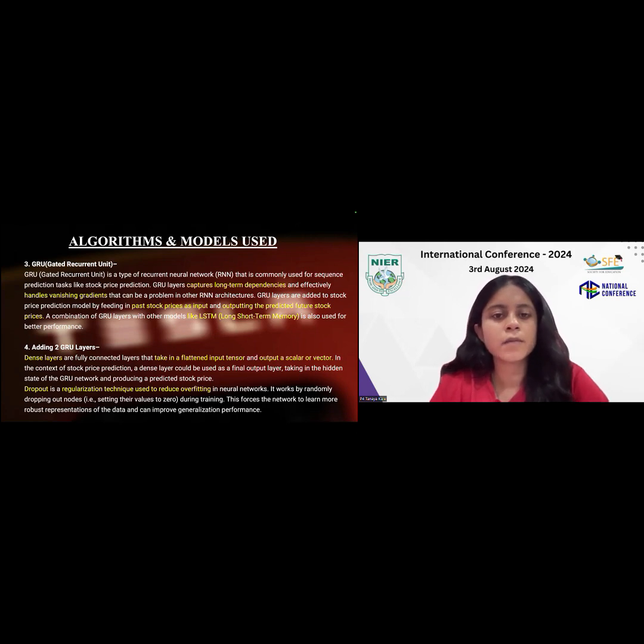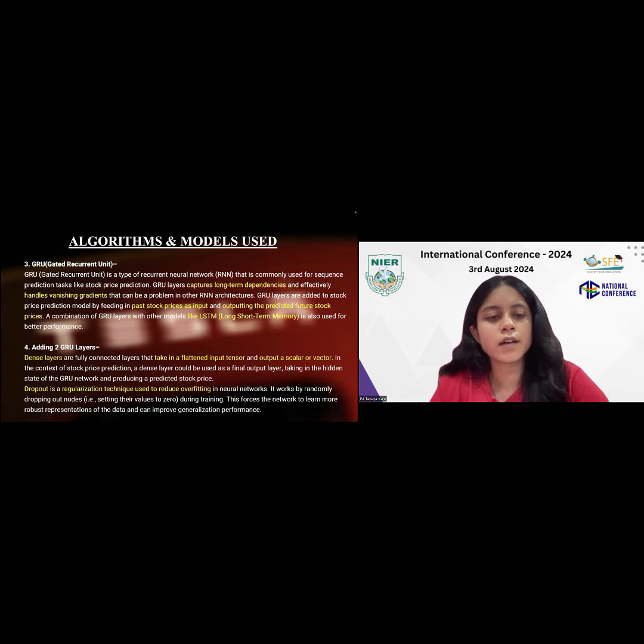The dense layer takes in the flattened input tensor and outputs a scalar or vector. In the context of stock price prediction, the dense layer can be used as a final output layer, which takes in the hidden state of the GRU network and produces a predicted stock price. Then dropout is the second layer, which is a regularization technique used to reduce overfitting in neural networks. This is a part of the deep learning techniques that are used.